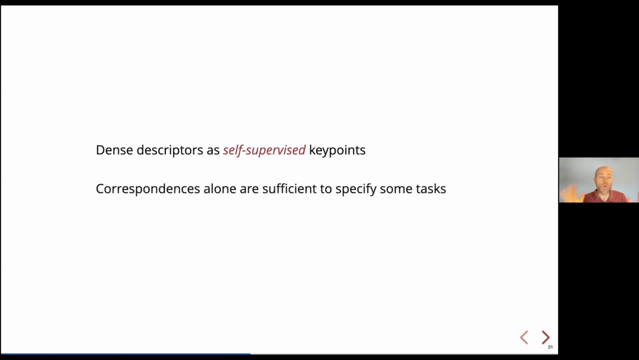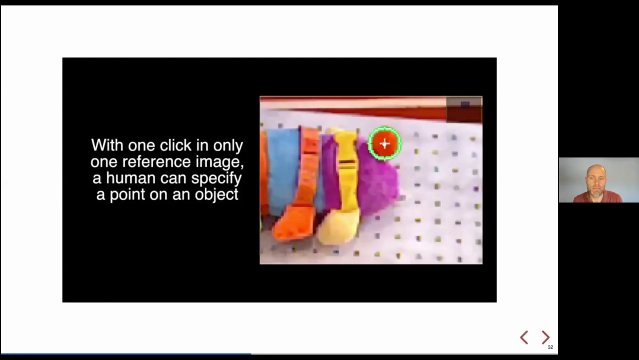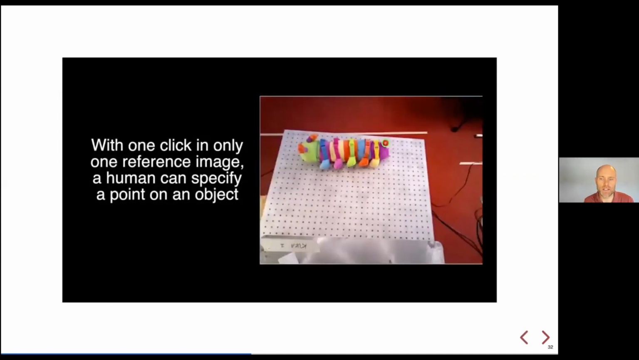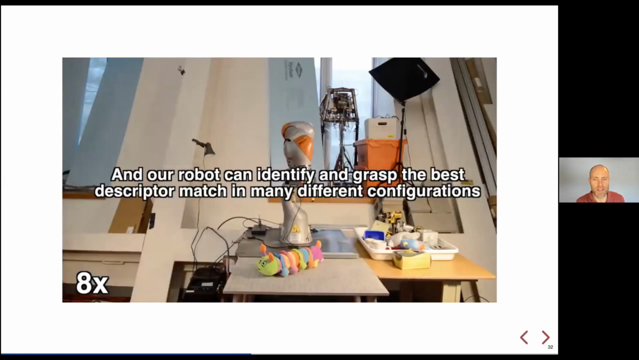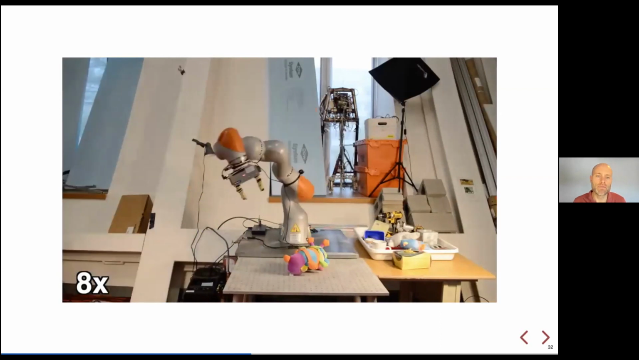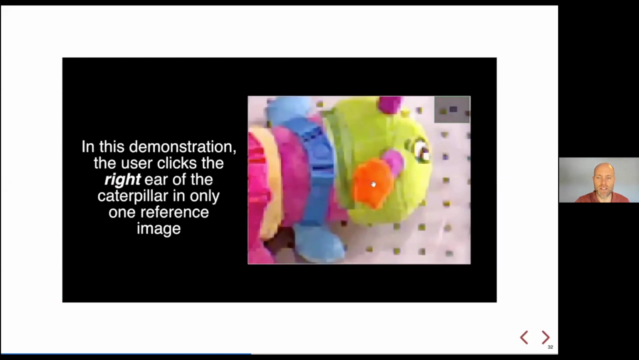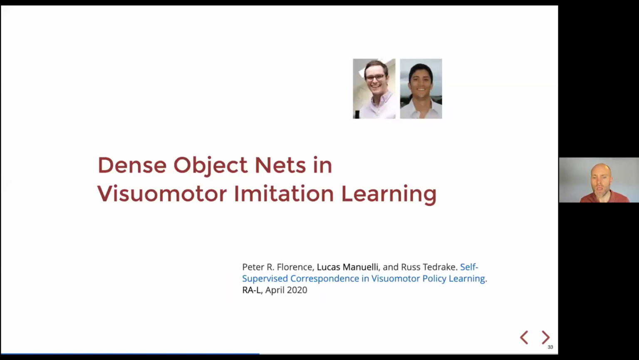And if we just had correspondences alone, there are some tasks you can specify. In the original dense object nets paper, it was like, go pick the object up from its tail. It's a caterpillar, and you can put it down in a new orientation, a new caterpillar, whatever, and it'll pick it up from its tail. That's a kind of boring task, but it shows that there's some utility in that representation. But we wanted to see if we could do more interesting tasks and more dynamic tasks.